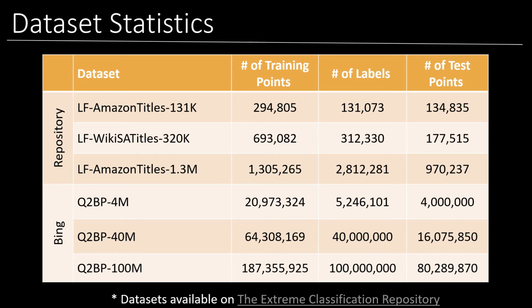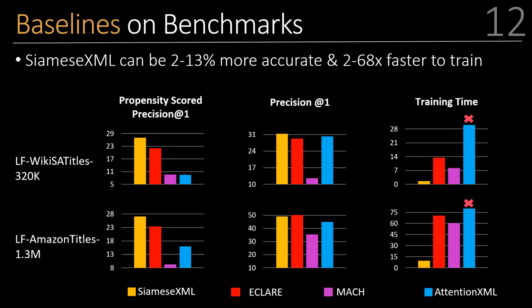We present results on multiple publicly available benchmark datasets with up to 1.3 million labels. These include a diverse set of applications such as product-to-product recommendations as well as recommending similar Wikipedia web pages. We also present results for matching user queries to advertiser bid phrases with up to 100 million labels.